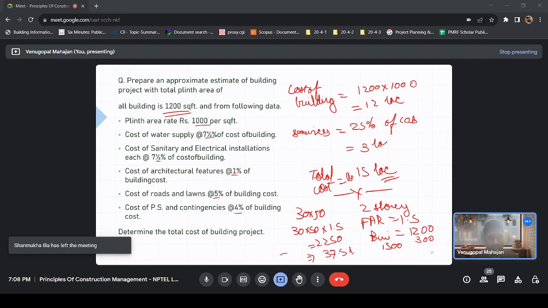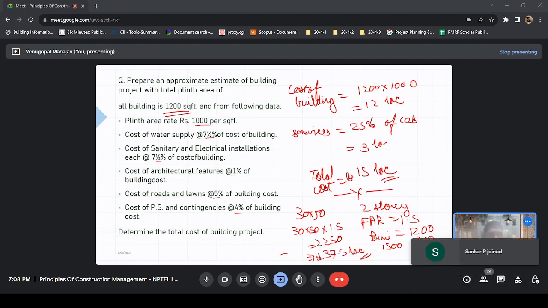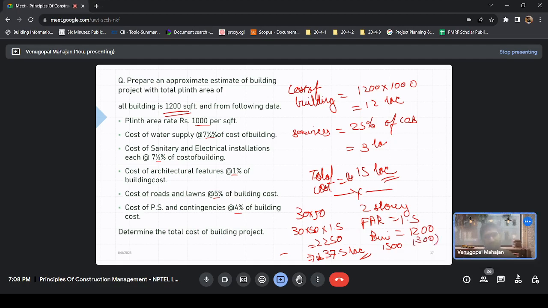Someone asks, what is the 300? The 300 is the cost of other services. Let's suppose that person doesn't want much interior work and would be happy with basic amenities only. In that case you can go by the rule that 25% of your building cost is the amenities cost.